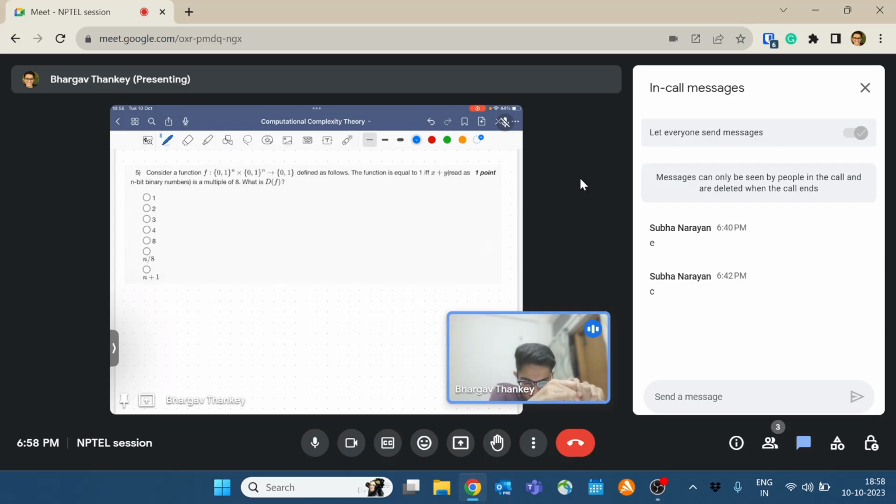So the next problem is: consider a function f from 0, comma 1 to the n cross 0, comma 1 to the n to 0, comma 1 defined as follows. The function is equal to 1 if and only if x plus y, that is n bit binary numbers, is a multiple of 8. So what is d of f? 1, 2, 3, 4, 8, n over 8, and n plus 1. So like which of these is correct?